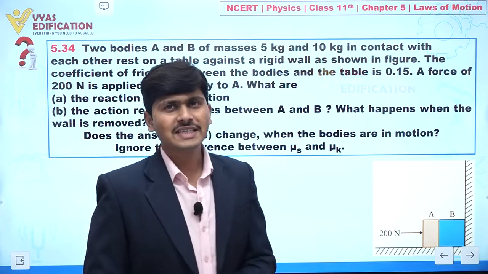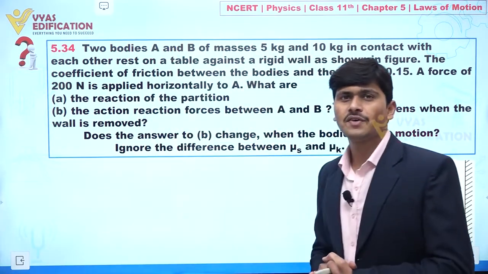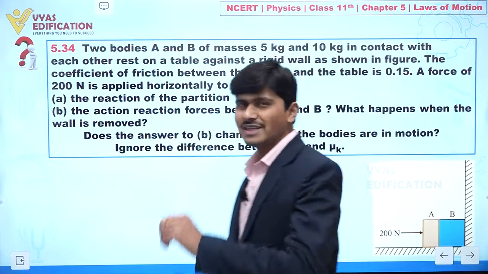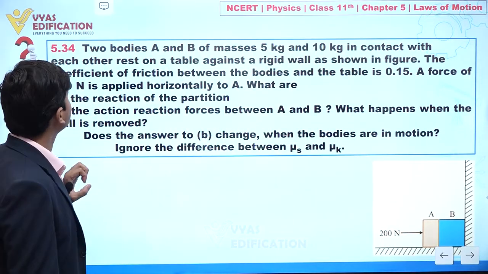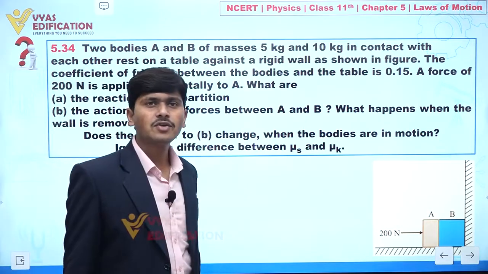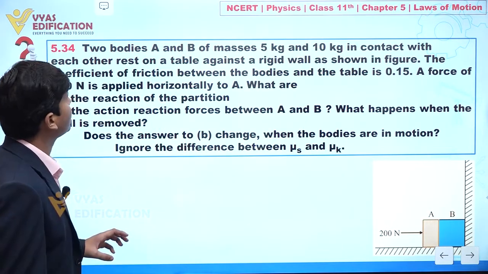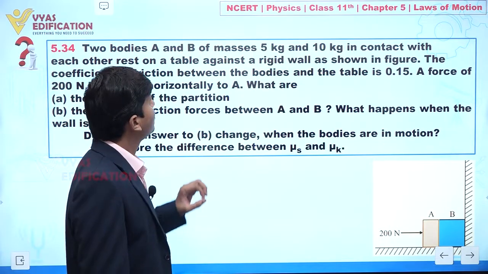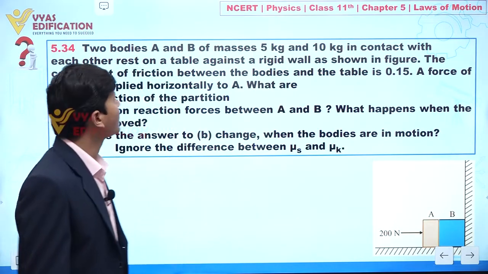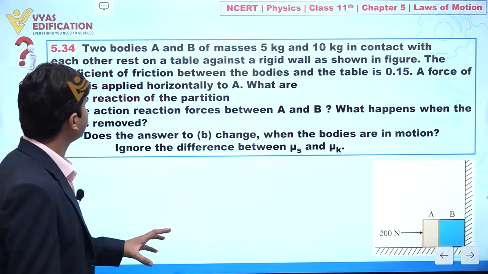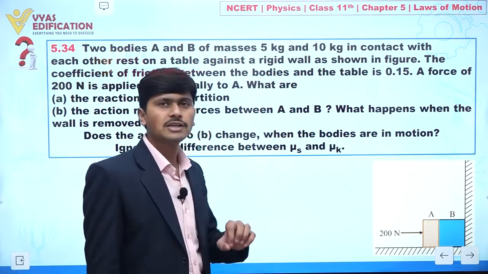Now we are going to discuss question number 5.34, and my dear students, again this is a conceptual question, so concentrate on the screen. Two bodies are given to you, body A and body B, having masses 5 kilogram and 10 kilogram, in contact with each other, resting on a table against a rigid wall as shown in the figure.